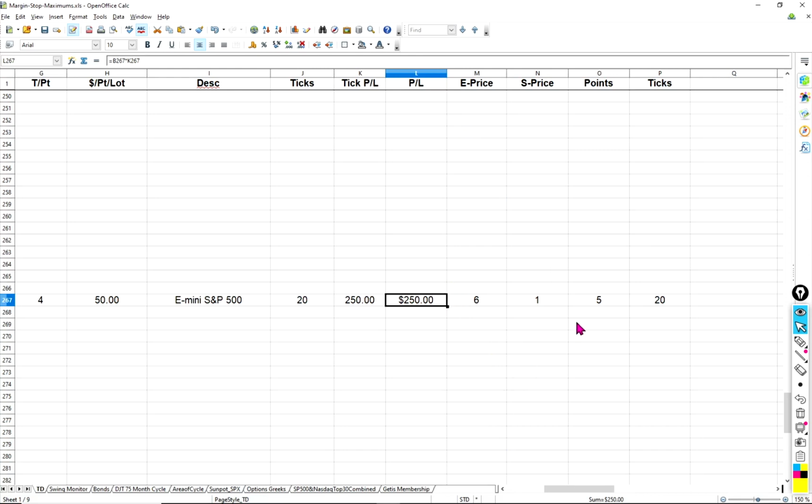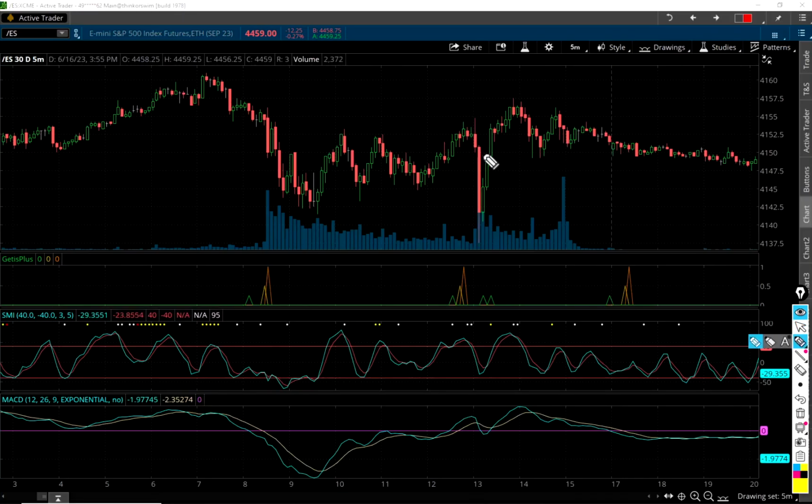Okay, so here we are on the spreadsheet. We had 5 earlier, and we're going to add 10, so now we got 15. Now we're at $750 for the day. Okay, back to the spreadsheet. Back to the chart. Okay, in this particular case, right here is the end of the intraday.